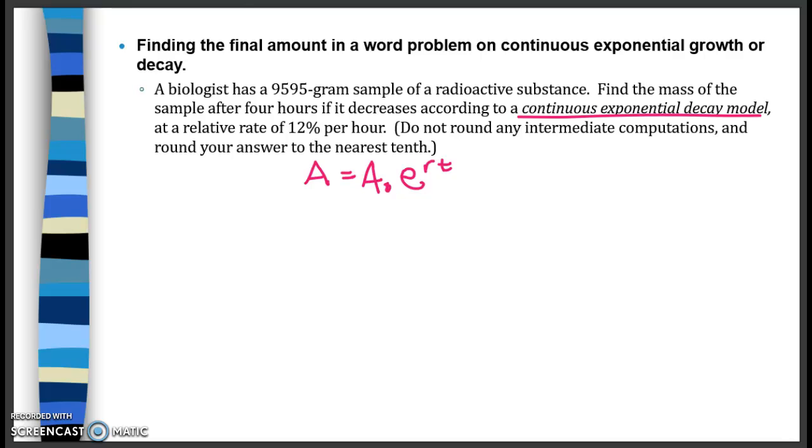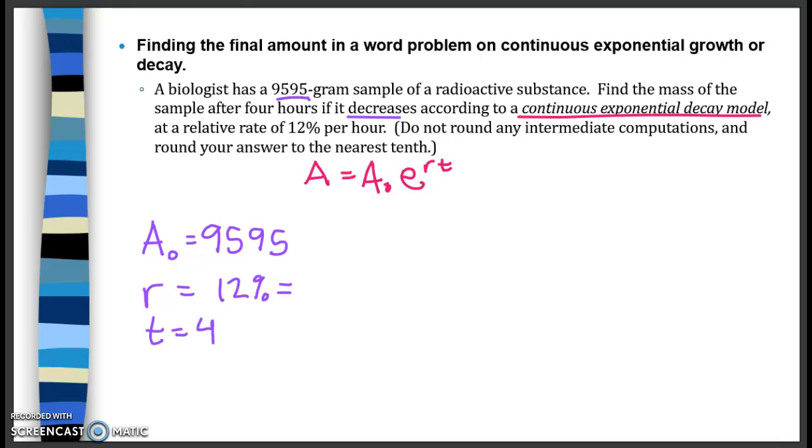A biologist has a 9,595 gram sample of a radioactive substance. Okay, so that means our initial amount is equal to 9,595. Find the mass of the sample after 4 hours. Okay, so time is 4. If it decreases according to a continuous exponential decay model at the rate of 12%.